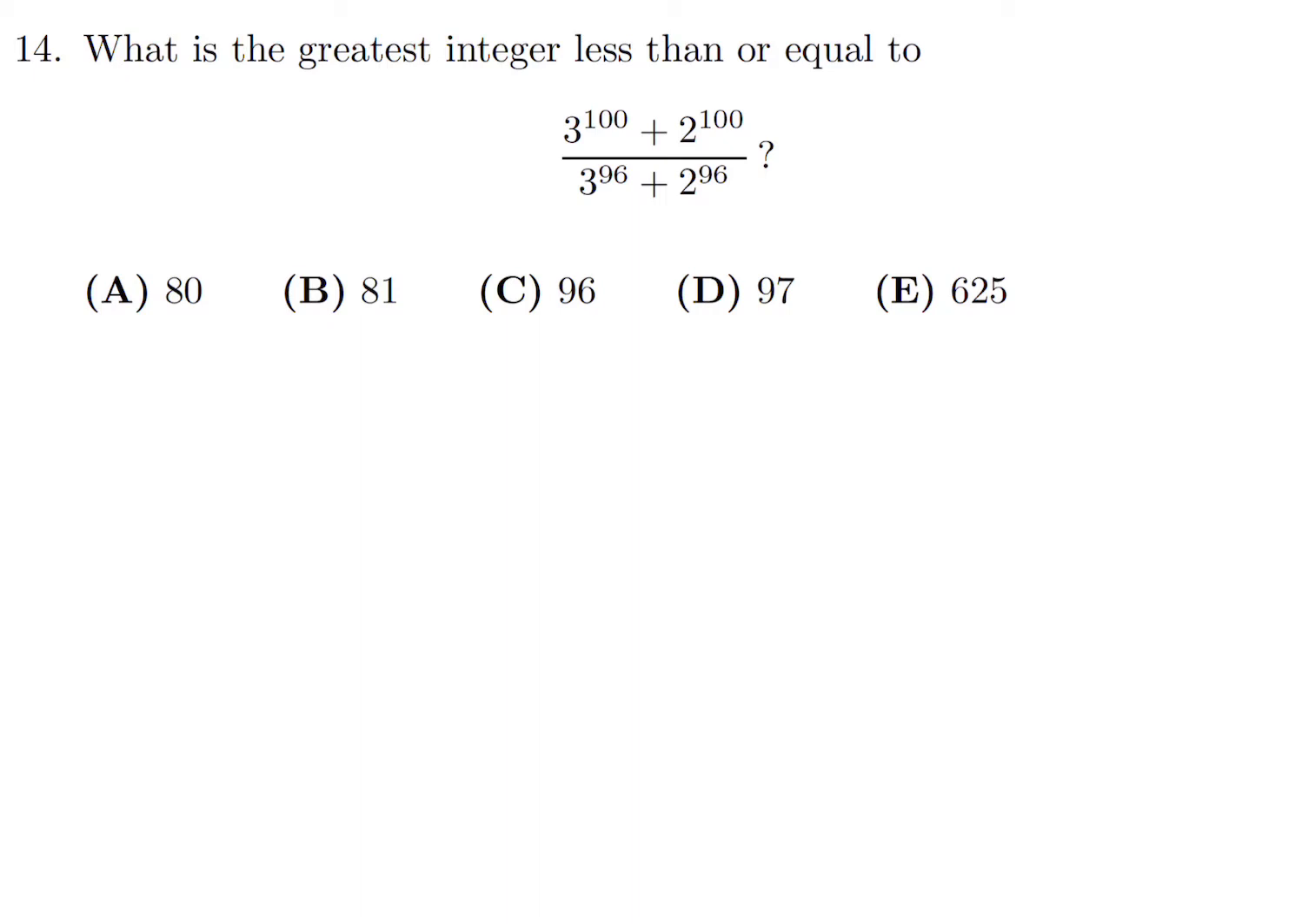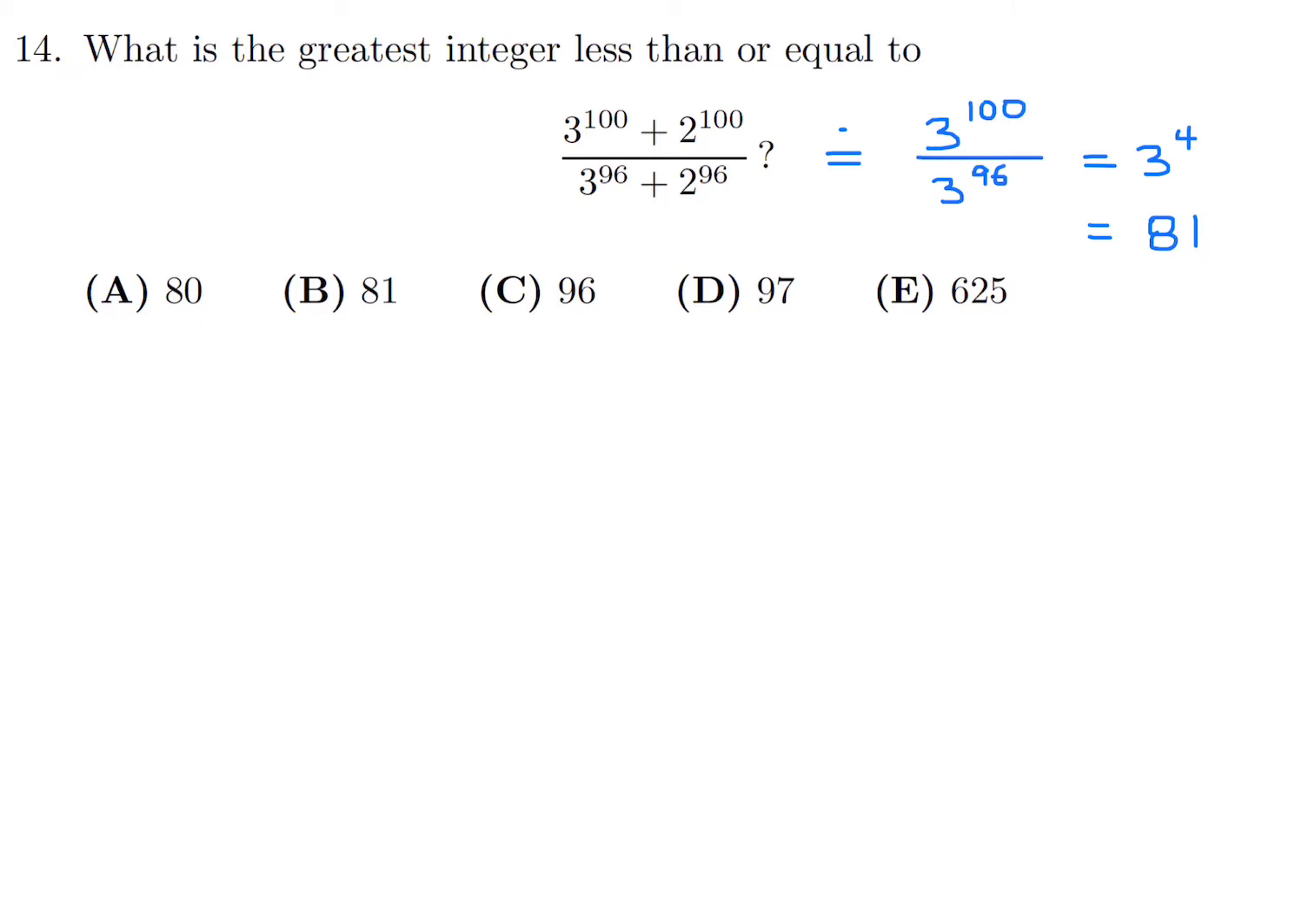A quick way is to realize that 3 to the power of 100 is far greater than 2 to the power of 100. And similarly, 3 to the power of 96 is far greater than 2 to the power of 96. So this, in a very approximate way, could be looked at as 3 to the power of 100 over 3 to the power of 96. And that simplifies to 3 to the power of 4, and 3 to the power of 4 is 81. And they're saying, what is the greatest integer less than or equal to that?